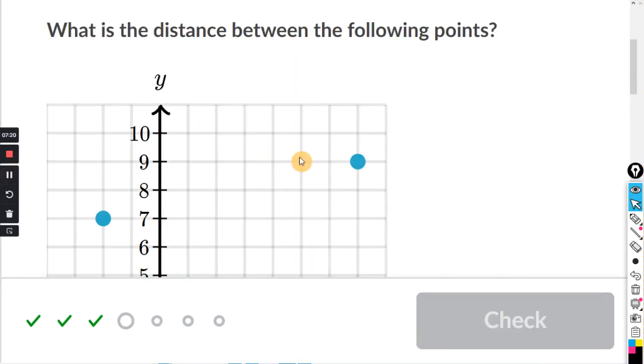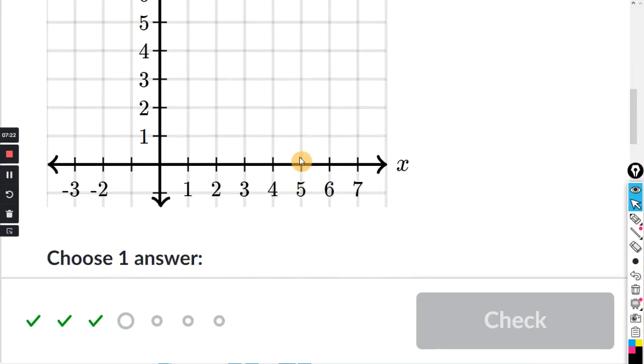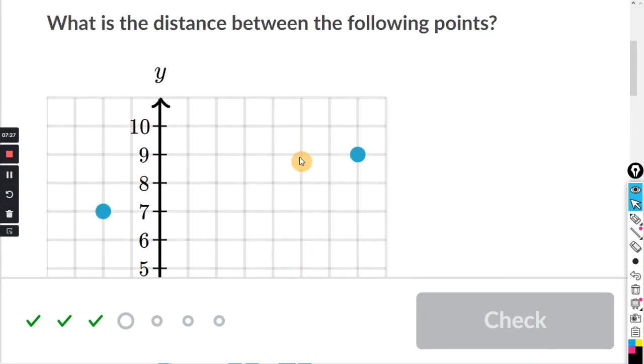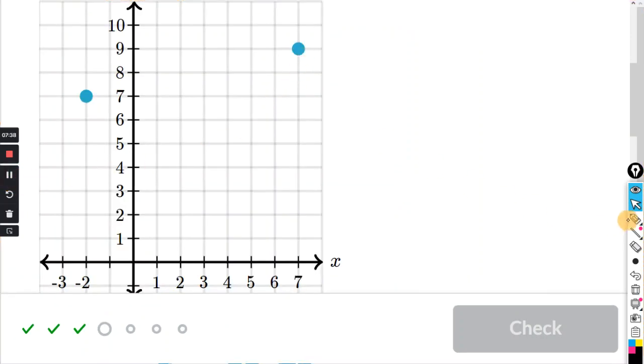Okay, what is the distance between the following points? So this is actually on a graph with numbers. Now, you can use the Pythagorean theorem again like we just did, but I think on this one, they want us to actually get the coordinates. So let's do that. For this point here, the x coordinate is 7, and the y coordinate is 9. Okay, so that's 7, 9.